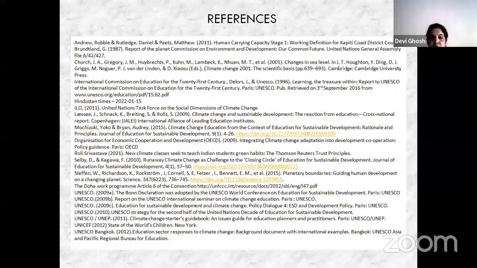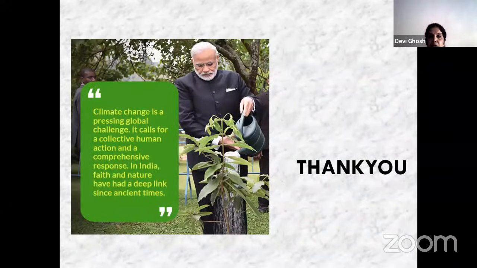These are the references. And here we come down. This is a beautiful slide of the PM of our great country, who is an avid environmentalist. And through his various programs, he has also shown his concern towards the environment, towards the climate. So according to him, climate change is a pressing global challenge. It calls for collective human action and a comprehensive response. In India, faith and nature have had a deep link since ancient times. We need to connect back to our roots, and when we have the PM who's guiding us forward, there's no looking back.